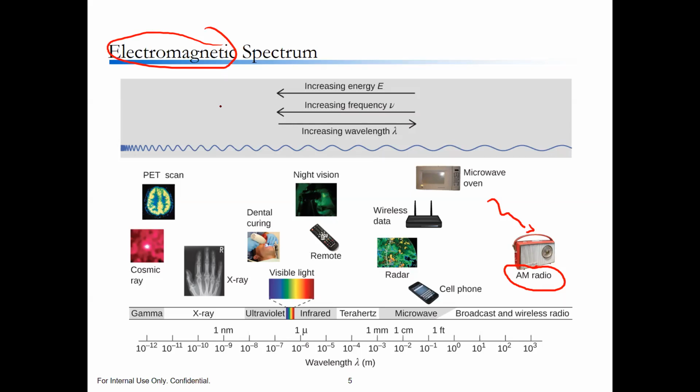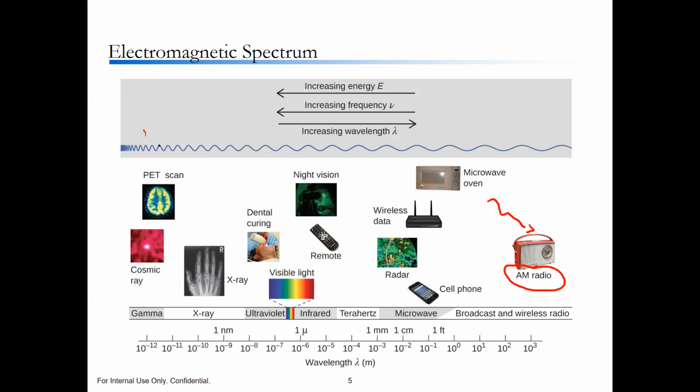Electromagnetic radiation. X-rays. Cell phone. How do you think your cell phone works? A signal has to go into your cell phone, right? Where is that signal? What is that signal? Electromagnetic radiation. So there's different types of electromagnetic radiation depending on its wavelength.